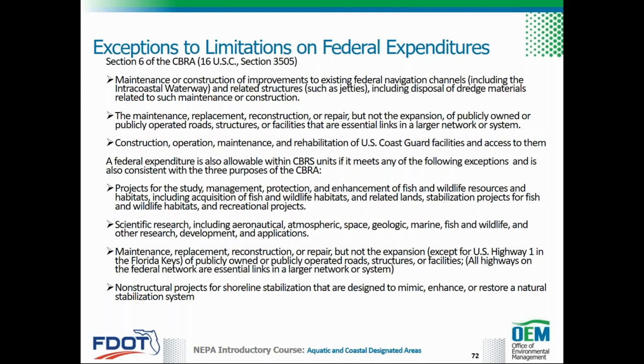A federal expenditure is also allowable within Coastal Barrier Resource System units if it meets any of the following exceptions and is also consistent with the three purposes of the Coastal Barrier Resources Act. Projects for the study, management, protection, and enhancement of fish and wildlife resources and habitats, including acquisition of fish and wildlife habitats and related lands, stabilization projects for fish and wildlife habitats, and recreational projects.